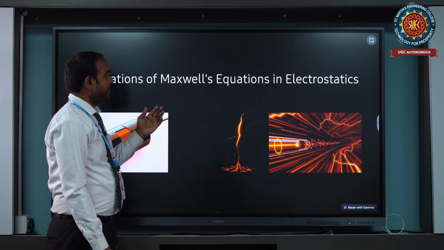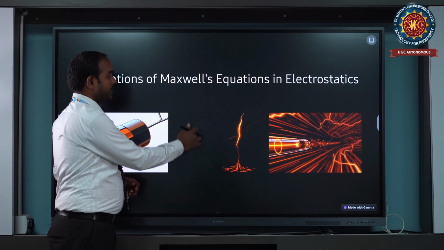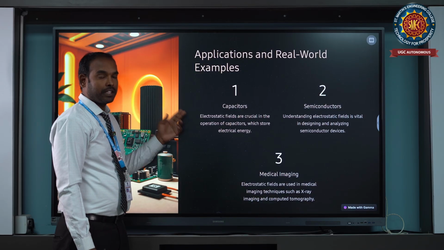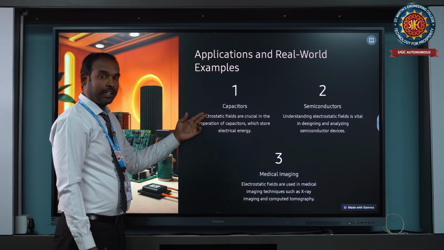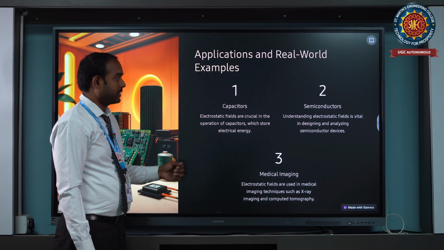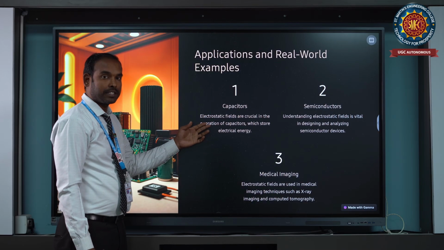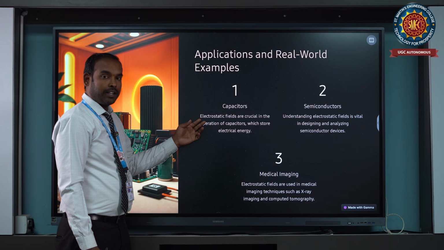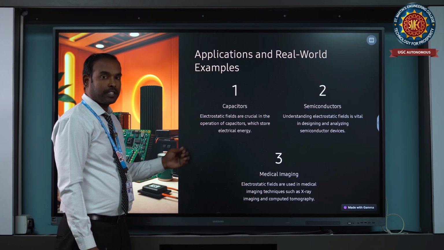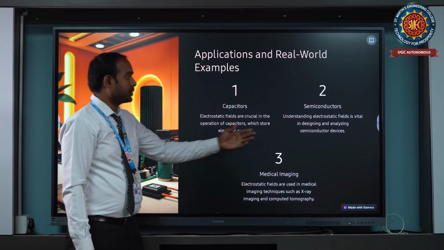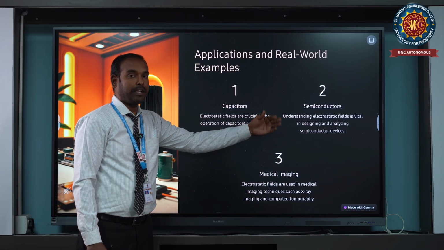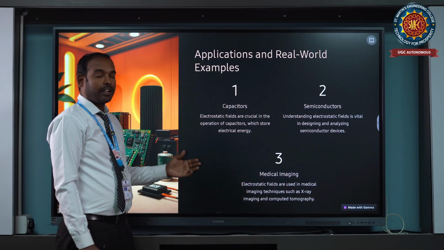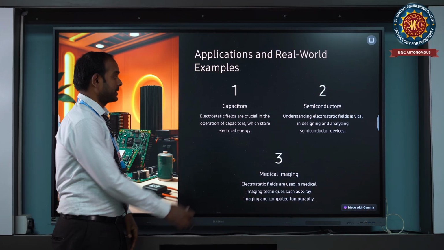Applications of Maxwell's equations in electrostatics. These electrostatic fields find various applications, primarily solid state electronic devices, that is semiconductors, and operation of capacitors, that is equipotential surfaces. For example, capacitors store energy in the form of electric field. So these semiconductor devices, their operation mainly depends on electric field. Another example is medical imaging, where diagnosis is done with the aid of electrostatic fields.